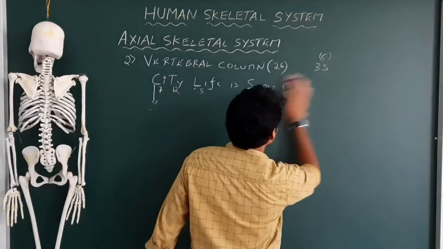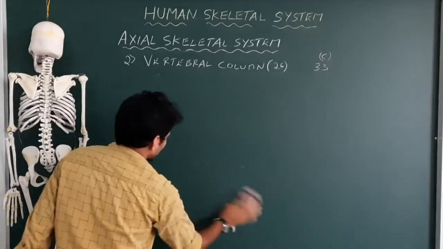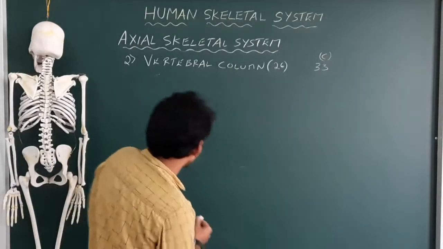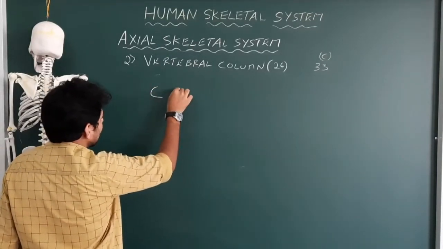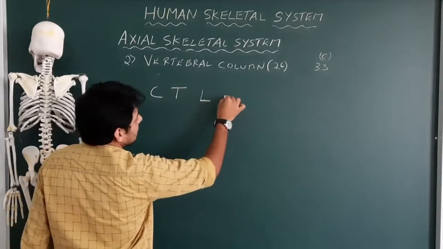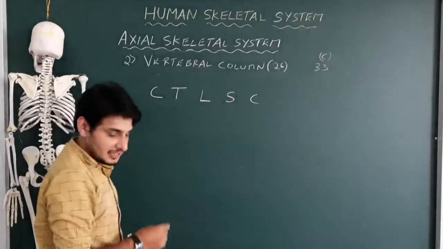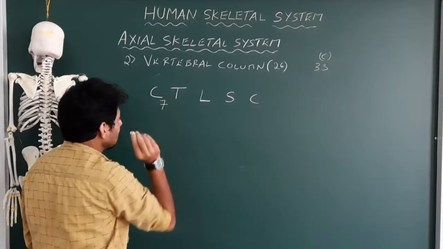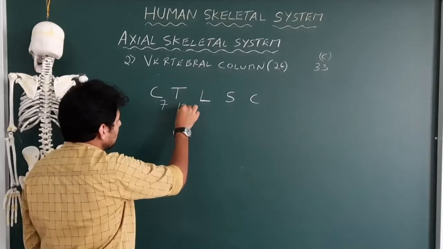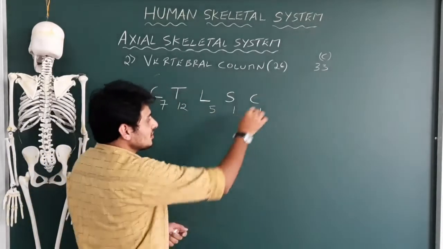Okay, so we just write the formula of VC. Okay, so the formula is very simple. Let me write C first, then T I write, then L, city, life is super cool. Okay, in order. Then I just put how many bones are there in the cervical vertebral column 7, here 12, here 5, here 1, here 1. This is for adults.